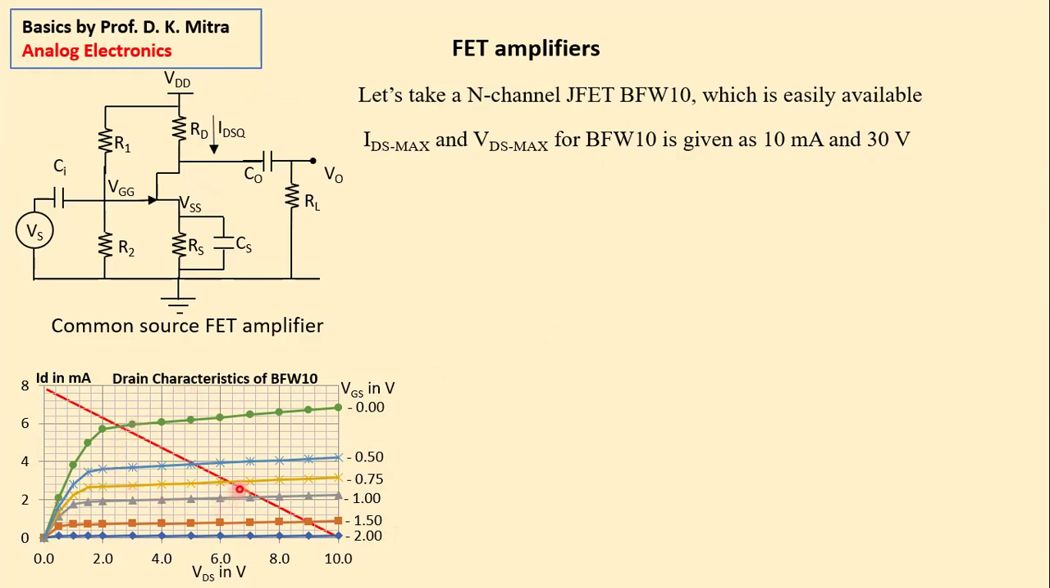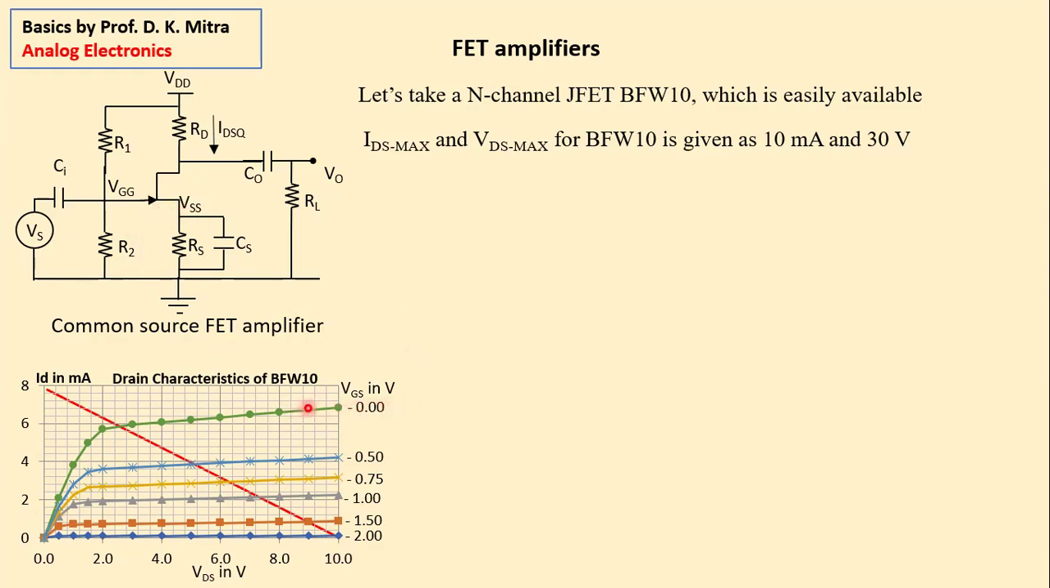Characteristics, etc., you have learned in your device classes. The y-axis is the drain current, this current. The x-axis is this drain source voltage, this voltage. And these are the various curves for various values of VGS. That means the voltage from here to here, not from here to ground. Mind it, many students make this mistake. It is this voltage from terminal to terminal, gate to source.